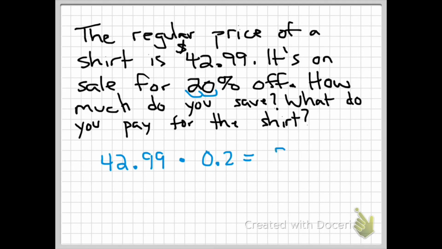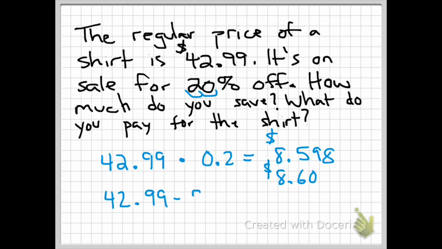What ends up getting us 8.598. All right, because this is money, we really can't use that. So we have to round this off to make it $8.60. So that's the first part to the question, is that we're going to save $8.60. Well, how much do we actually pay for the shirt? Well, we do $42.99, which is the regular price of the shirt, minus what we're going to save, which is $8.60. And what we end up getting is $34.39 for what we're going to pay for the shirt.